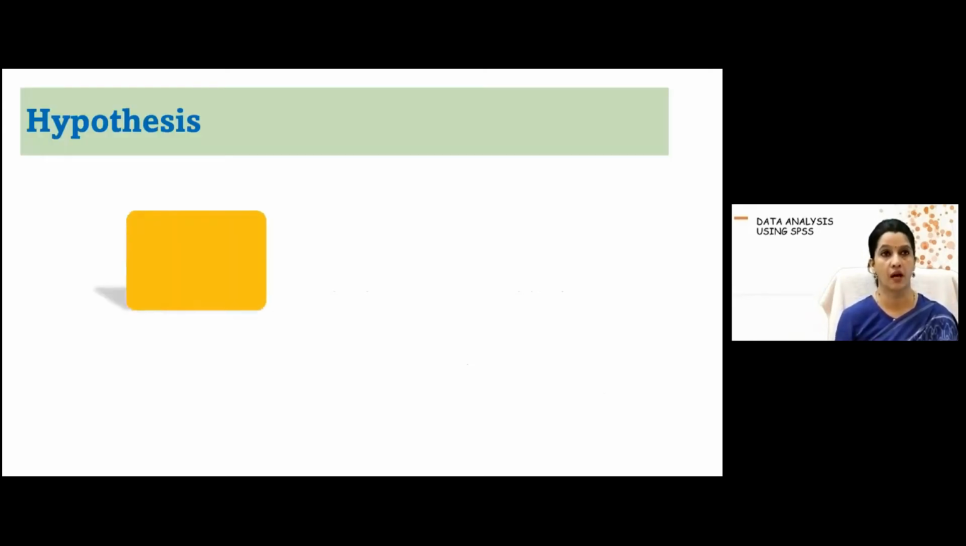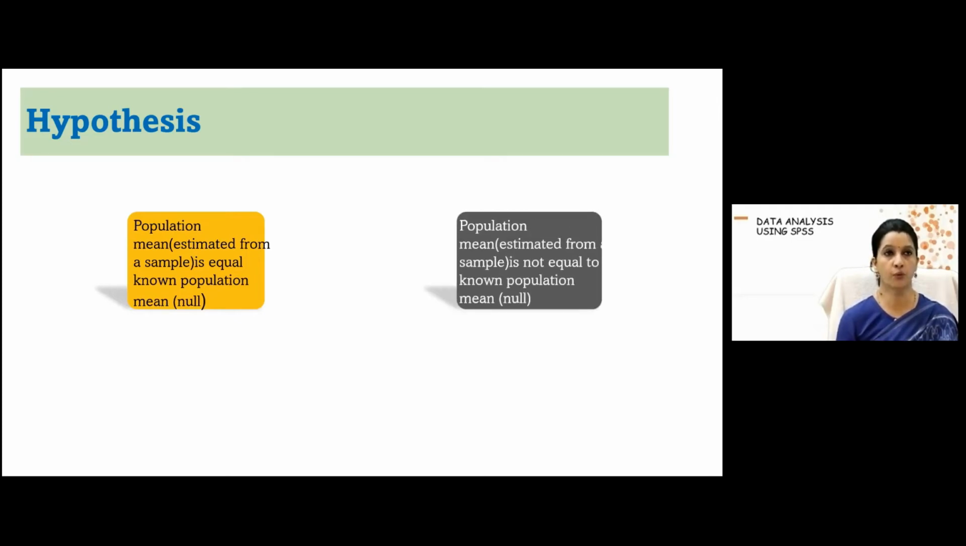We'll see how. So the null hypothesis in the case of a one-way ANOVA is that the population means of the three groups, estimated from the sample means, are equal to the known population mean.